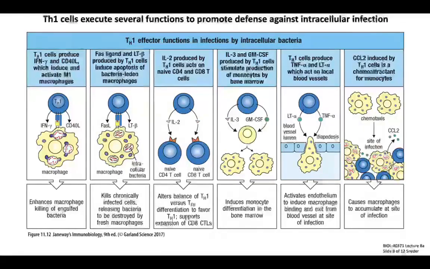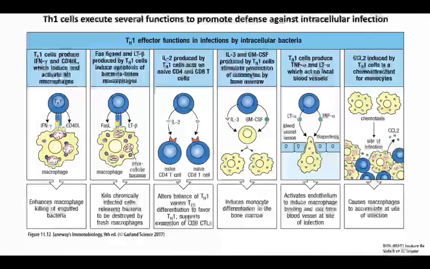Th1s can produce inflammatory cytokines like TNF-alpha and lymphotoxin alpha, or LTA, both of which activate the vascular endothelium to promote immune cell recruitment into the inflamed tissue. Lastly, Th1s can produce chemokines like CCL2, which can recruit newly differentiated monocytes from circulation into the infected tissue. And these monocytes, once they enter the tissue, can then differentiate into macrophages.